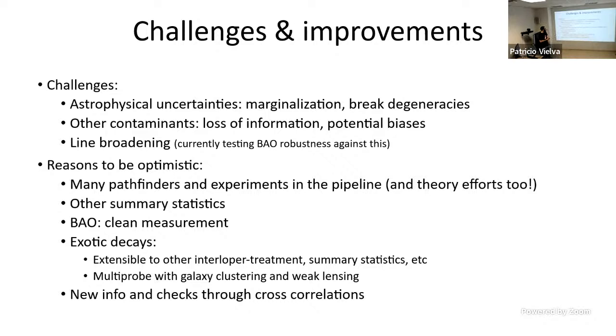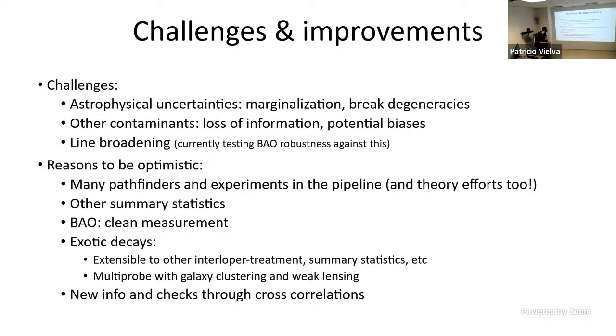However, as I said, we have reasons to be optimistic. We are a small community, but there is a lot of effort, both on the experimental and the theoretical side, to improve the pipeline. We can develop other summary statistics to deal with these observational challenges better. And even at the very least, if we are able to measure the BAO, this will be a very clean measurement at high redshift that we don't have access to with galaxy surveys. And we are open to many, many new science cases, such as the exotic decays that I mentioned, or the axions, or any dark matter model that you consider, or primordial non-Gaussianity, and so on.